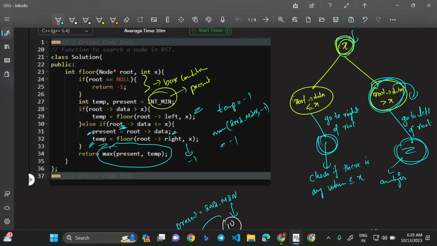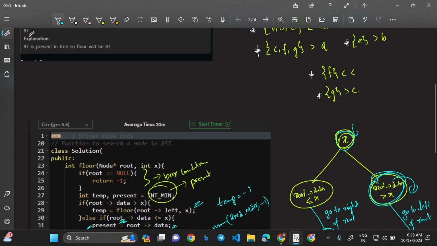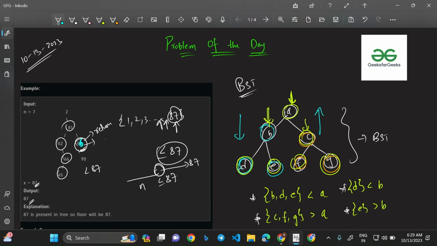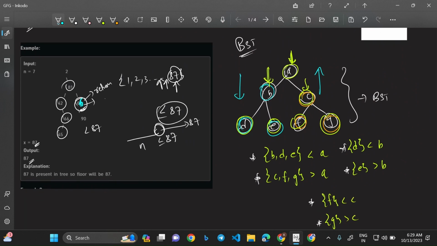Temp can be -1. It might be the case that you couldn't find any value less than your target in the right side. In that case you'll be returning -1. So the maximum among present and temp would be the present. That's it. This is how you'll be coding it. It's a very easy question. Simple recursion, just a common sense thing, understanding the BST and proceeding with the formulation and concepts of BST.